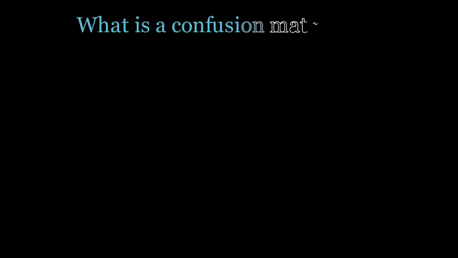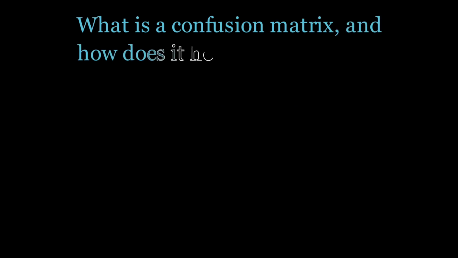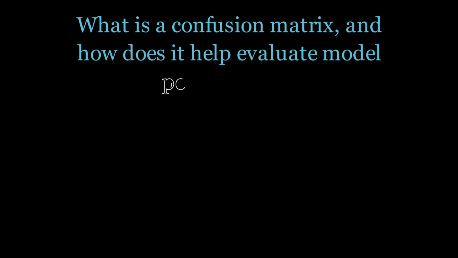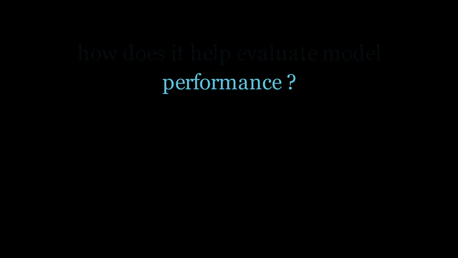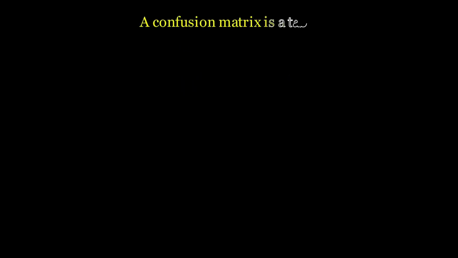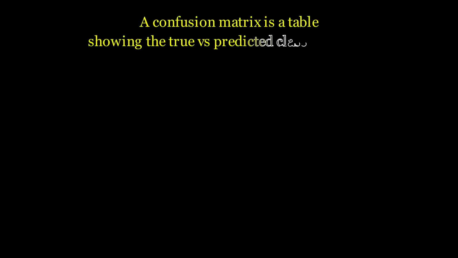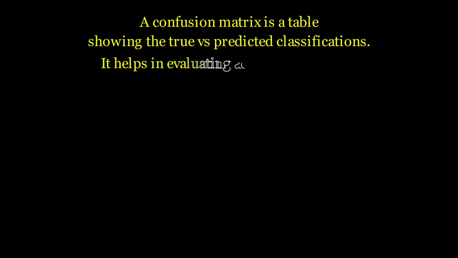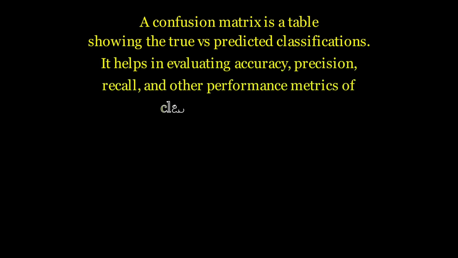What is the confusion matrix and how does it help evaluate model performance? A confusion matrix is a table showing the true vs. predicted classifications. It helps in evaluating accuracy, precision, recall, and other performance metrics of classification models.